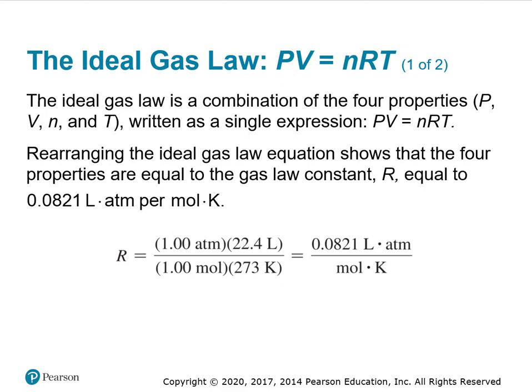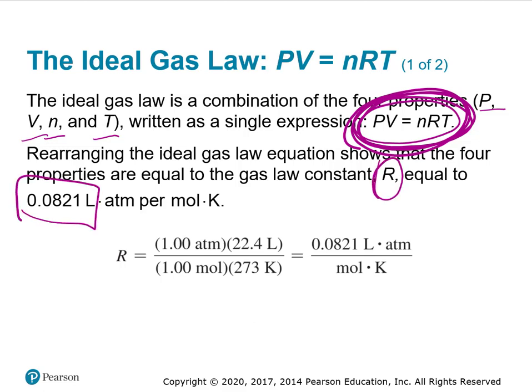The ideal gas law is a combination of the 4 properties: pressure, volume, moles, and temperature, written as a single expression. You need to know this. PV equals nRT. Rearranging the ideal gas law equation shows that the 4 properties are equal to the gas law constant, R. R is 0.0821 liters atmospheres per moles Kelvin.